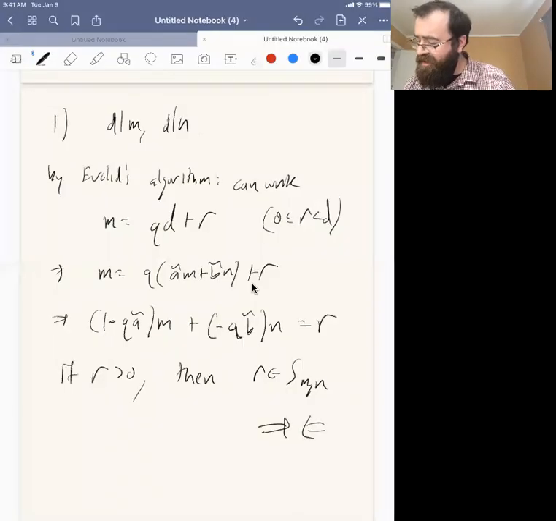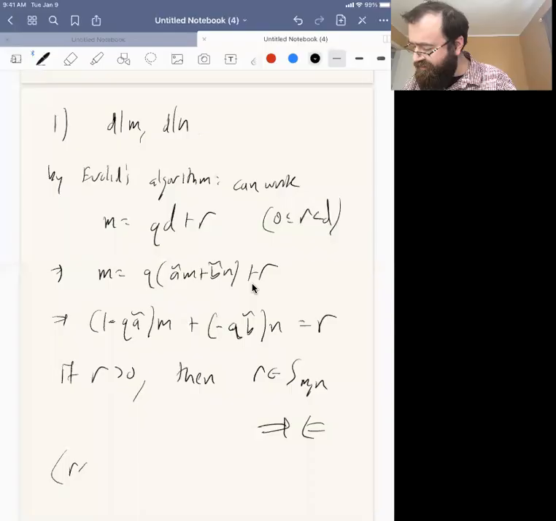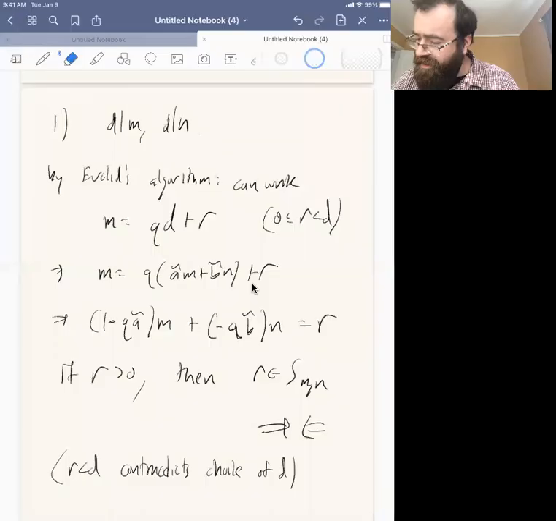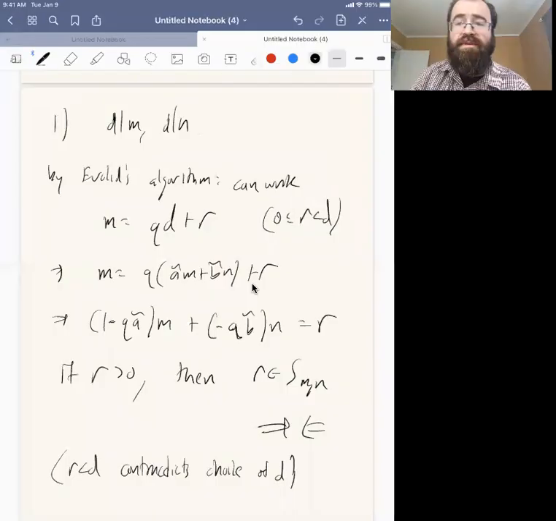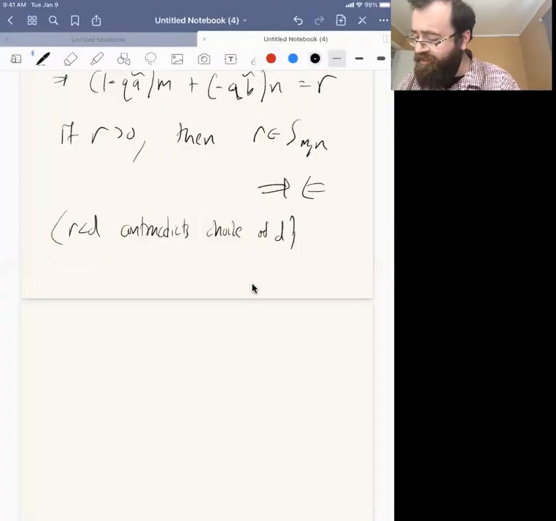It contradicts the fact that D was the minimum. R less than D, I'll actually write it because it's an important point. R less than D contradicts the choice of D, right? So if R was greater than 0, you would have found a smaller element inside SMN than good old D. And that is a no-go because D was the minimum. So this contradiction proves that R can't be bigger than 0, right?